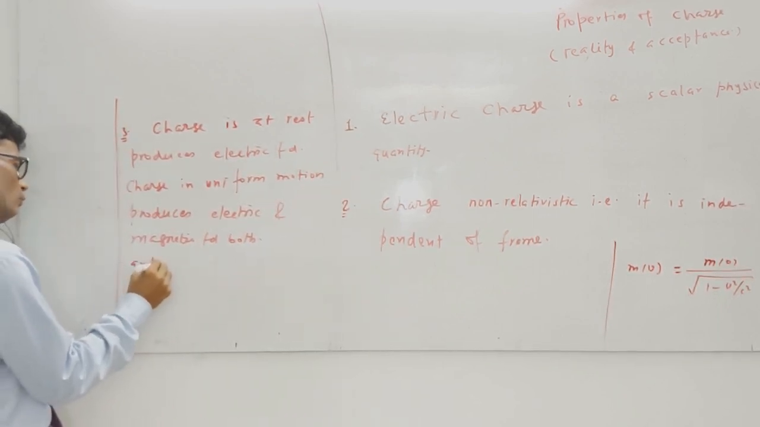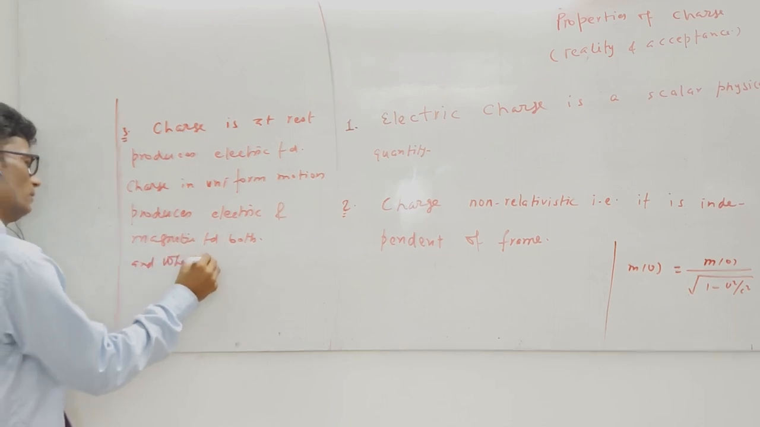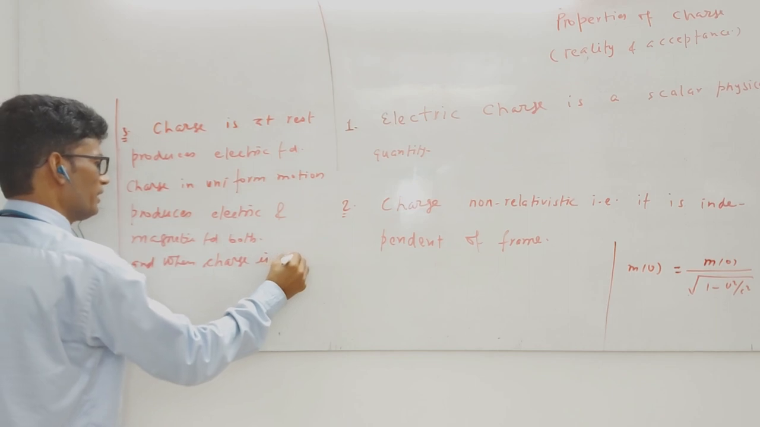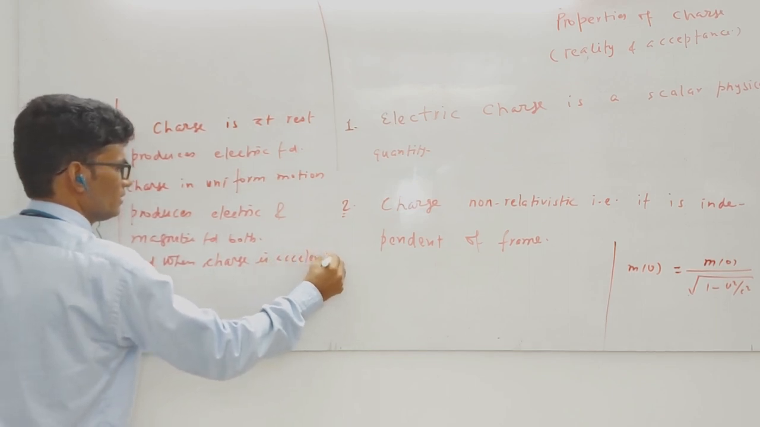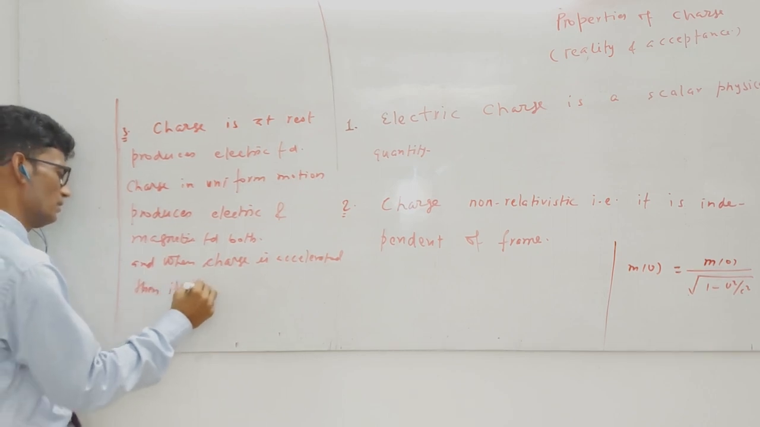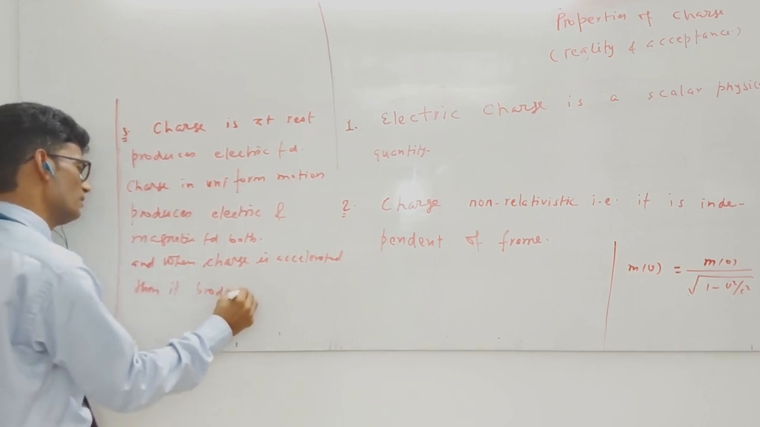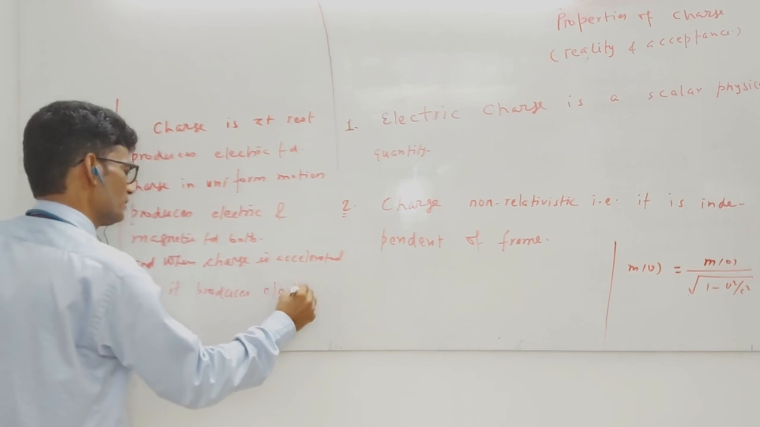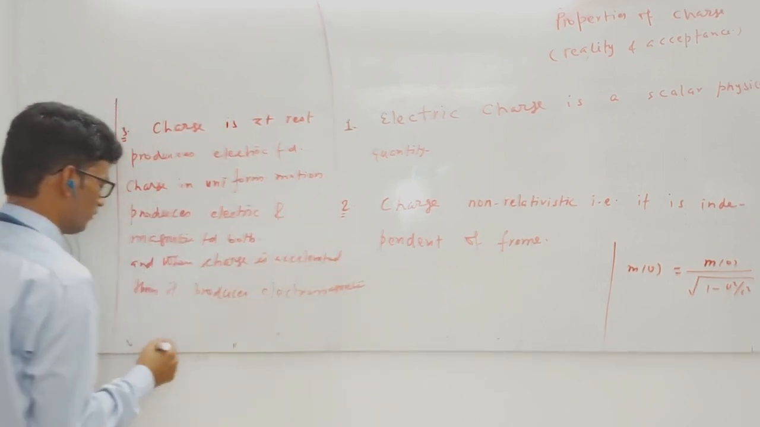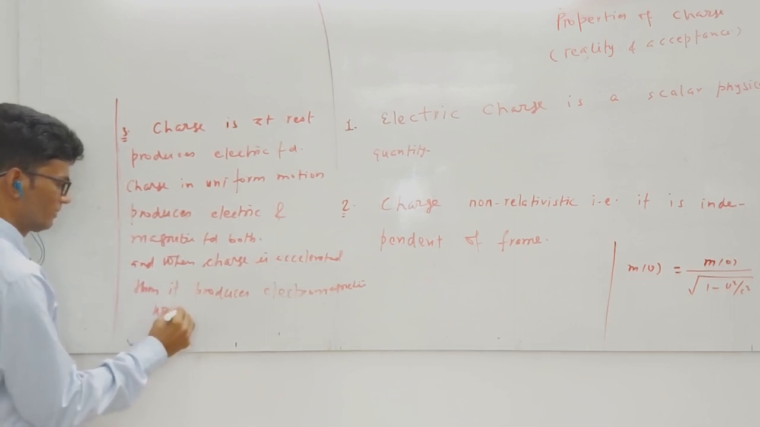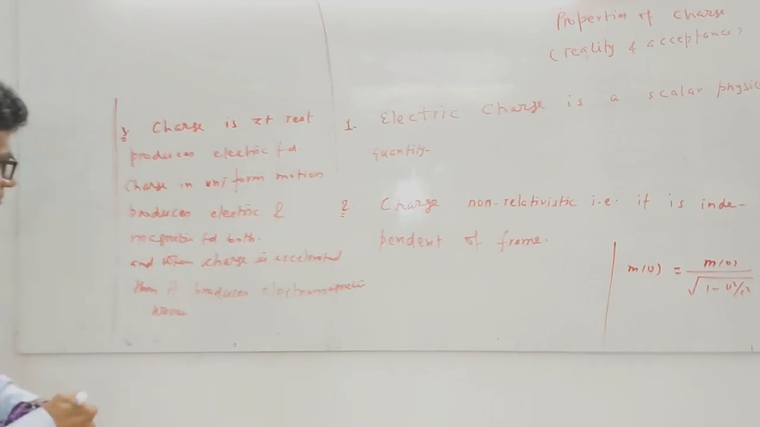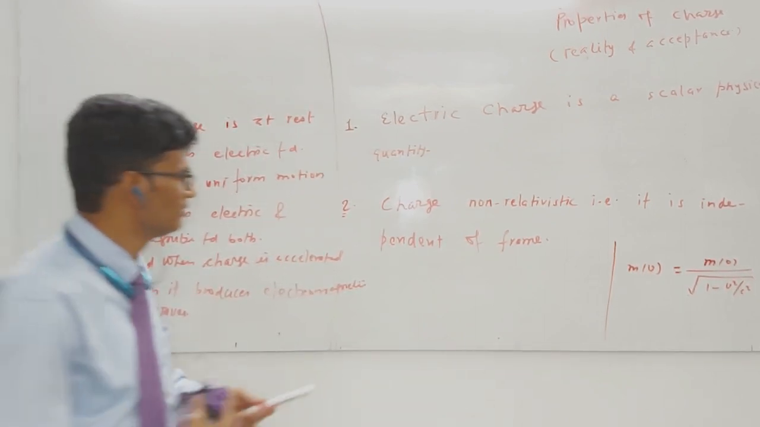And when a charge is accelerated, then it produces electromagnetic waves. Electromagnetic waves. These are the properties. Now the next one.